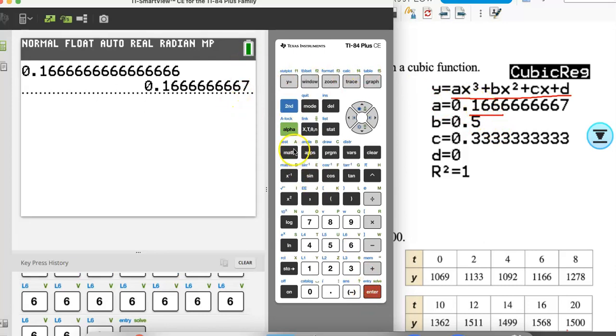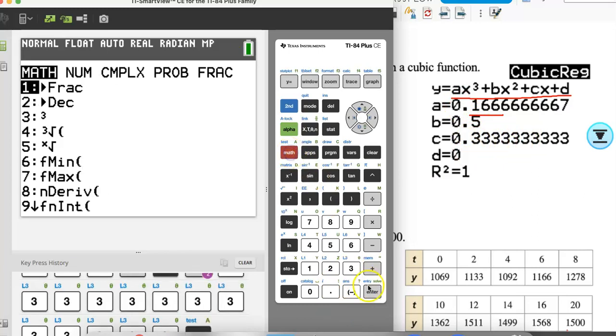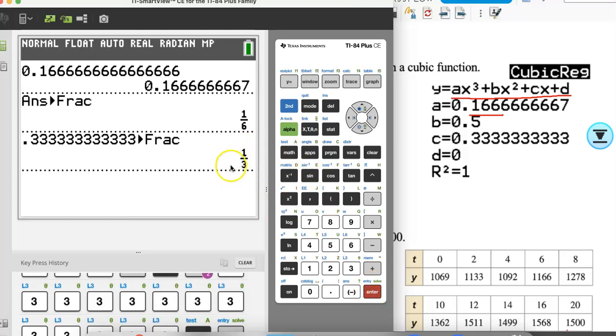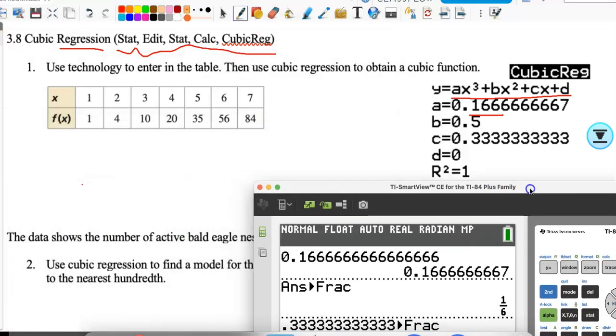To turn that into a fraction, you're going to press math, enter, enter. So this fraction is 1/6. Same thing, if you do not remember what 0.3 repeating is, you can hit 0.333 and hit math, enter, enter, and it will turn it into a fraction for you. So my equation is going to want fractions.